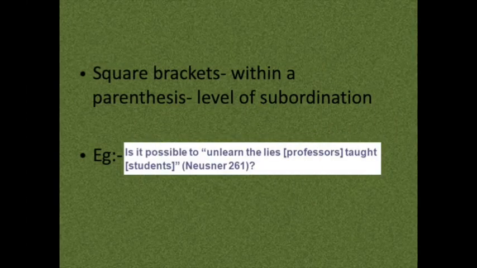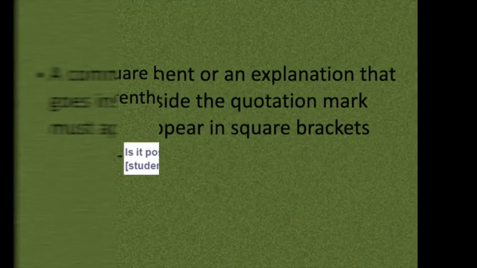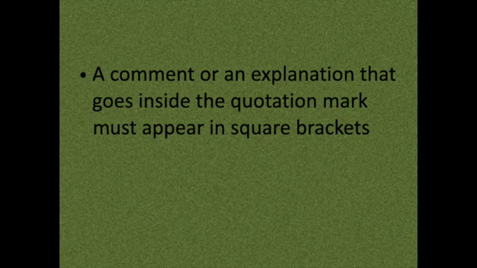Unlike the normal form of brackets, we use square bracket in research, which denotes a level of subordination. You can see that in the example. If you use a comment or an explanation inside a quotation mark, that must appear in square brackets.